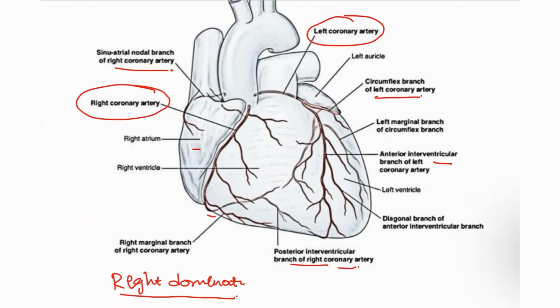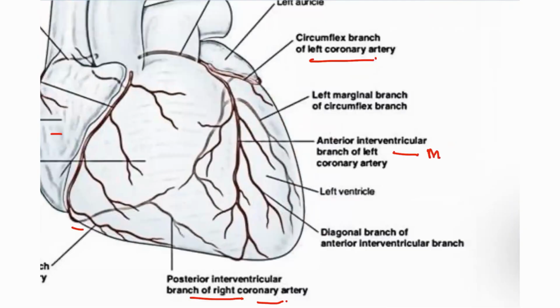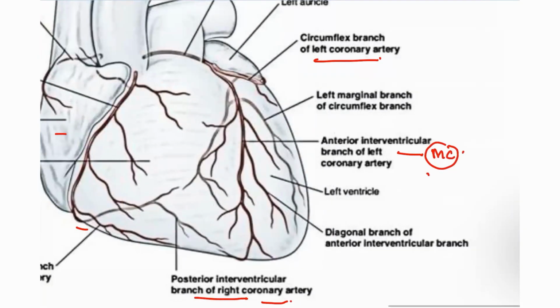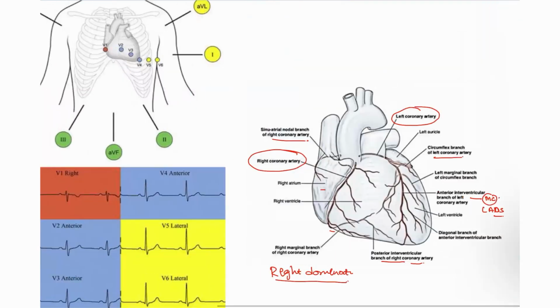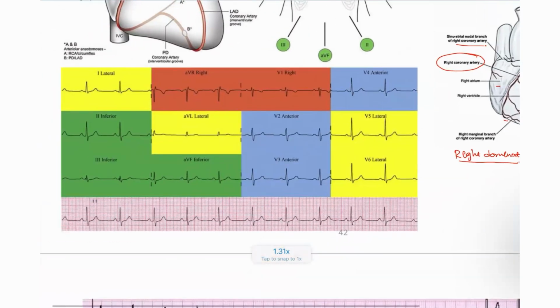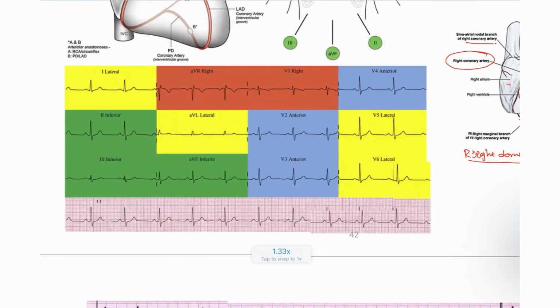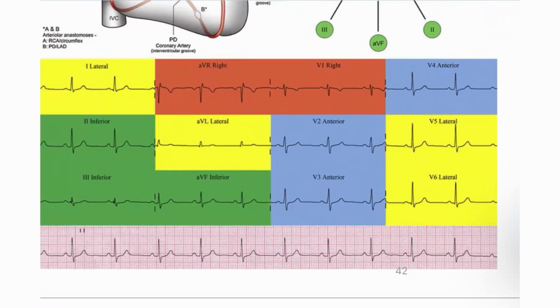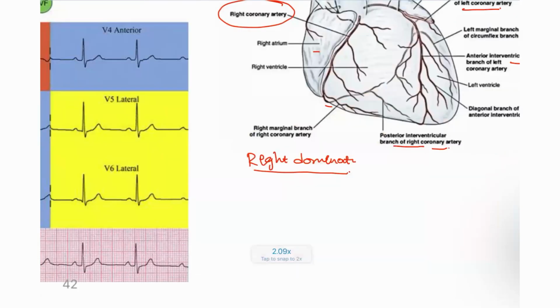Okay, and what is the most common artery that is involved here? The most common artery is this one. The LAD, left anterior descending artery, is the most common artery involved in MI. Okay, next, what is the interpretation here? Based on the interpretation, we can see whichever leads are involved, that is going to show us the infarction. Okay, let's see what those are.